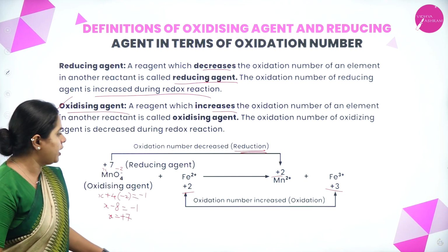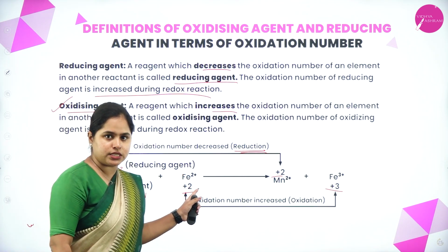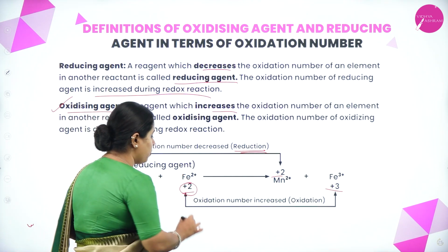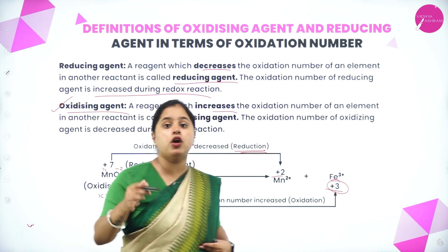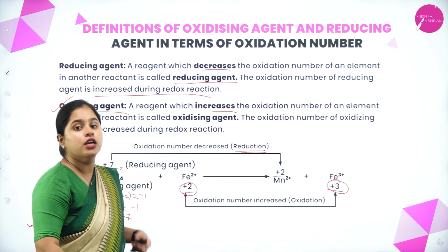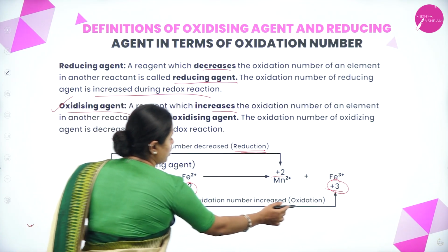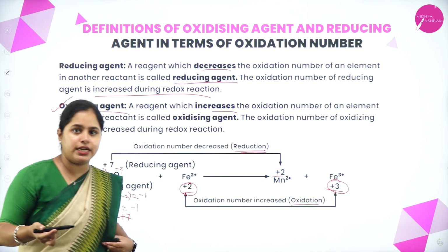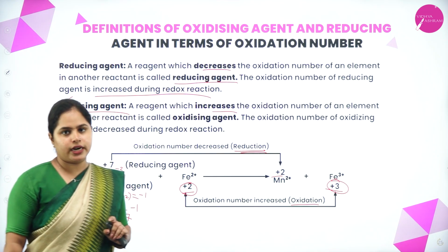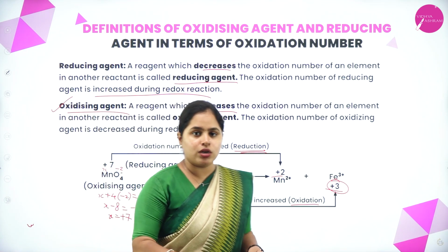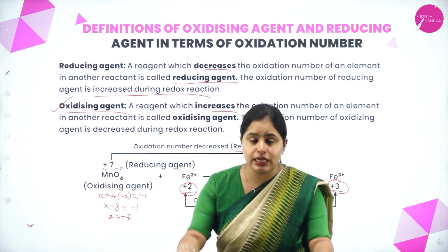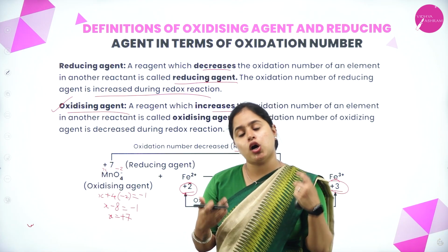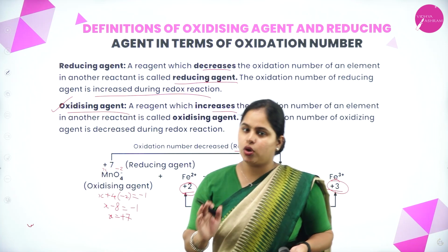Now coming on to iron, what is happening here? Fe2+ has an oxidation number of +2. It is getting converted into +3, right? So the oxidation number has increased, so it is undergoing oxidation. Iron is undergoing oxidation and manganese is undergoing reduction. Oxidation is the reaction in which the oxidation number increases, and in reduction the oxidation number decreases. So I hope it is clear.